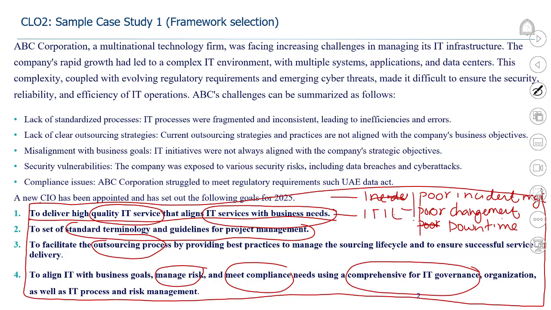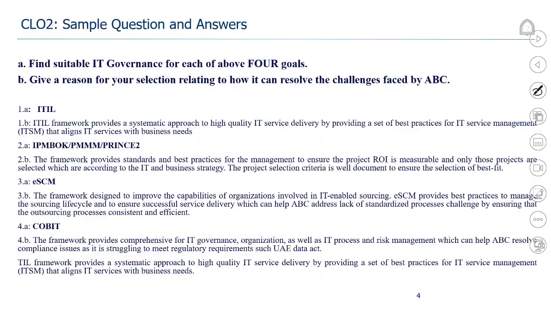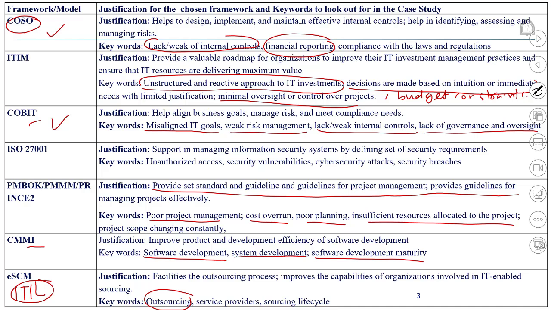ITIL, those are some of the other indicators that tell you that the problem is we need ITIL. Next, a set of standard terminology and guidelines for project management. If you go back to here, it basically means we can choose one of those frameworks. It doesn't matter whether it is PMBOK or PRINCE2, but it is something for project management. It's addressing project management.